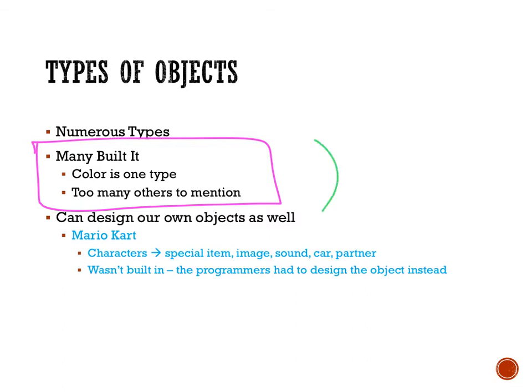An example I picked, because we all know my favorite game is Mario Kart, is Mario Kart itself. Characters in Mario Kart needed to be objects created by the designers of Mario Kart, because each character has a special item, an image, a sound, a car, and a partner. So this wasn't an object that was pre-built. They actually had to design it and program their game to contain these objects. And you can do that in computer programming as well.